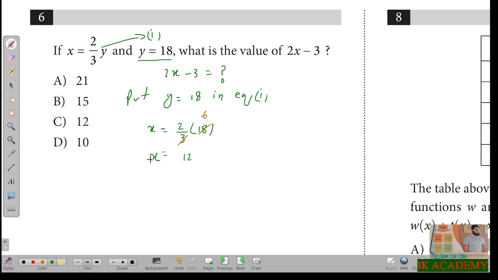Now we can use the value of x in equation star and find the solution. So put x is equal to 12 in star, which is 2 into 12 minus 3, which is equal to 12 twos are 24, minus 3, 24 minus 3, which is equal to 21, which is option number A. 21 is the correct option.